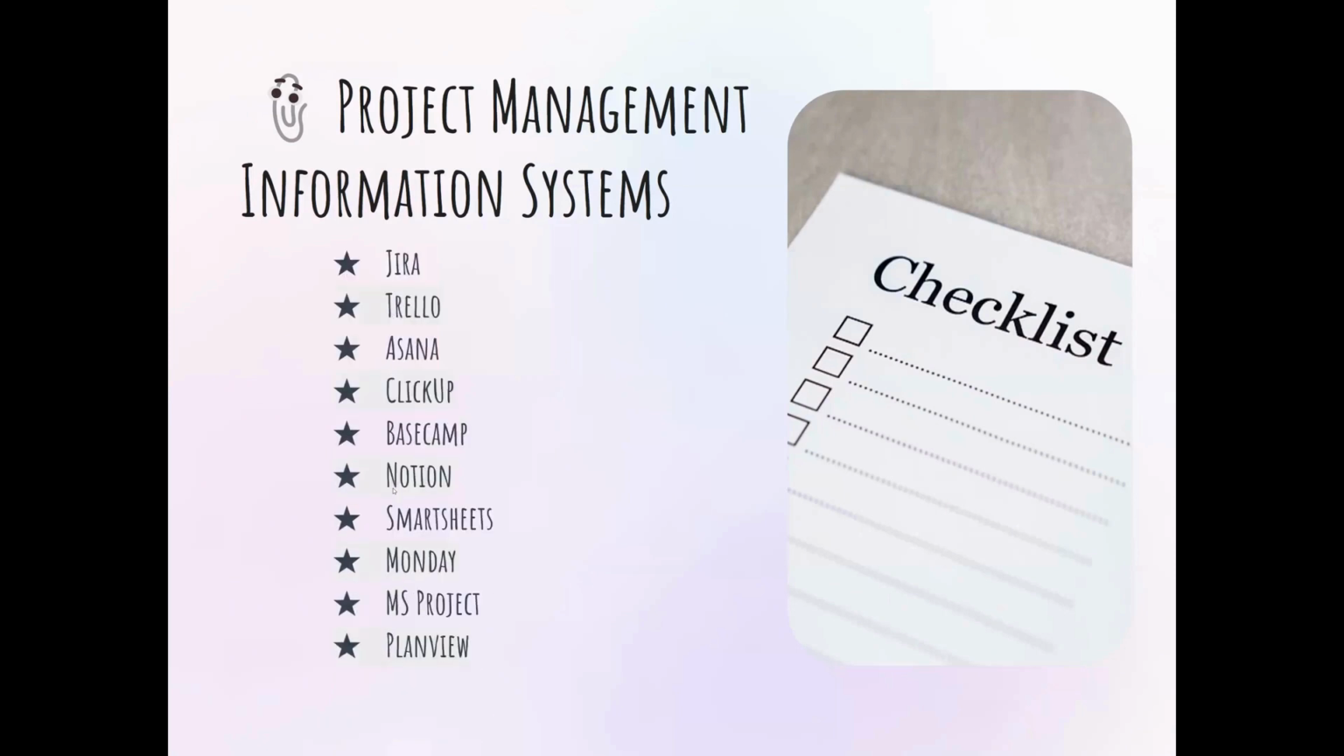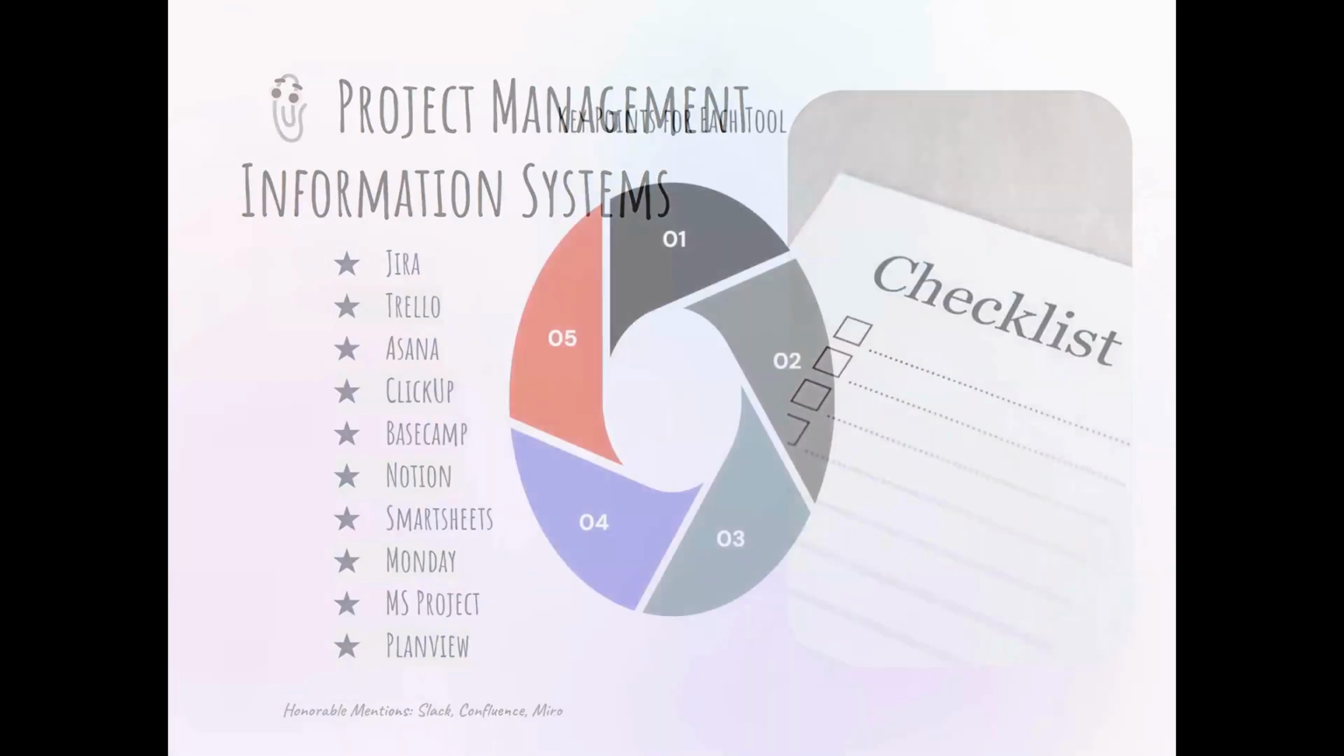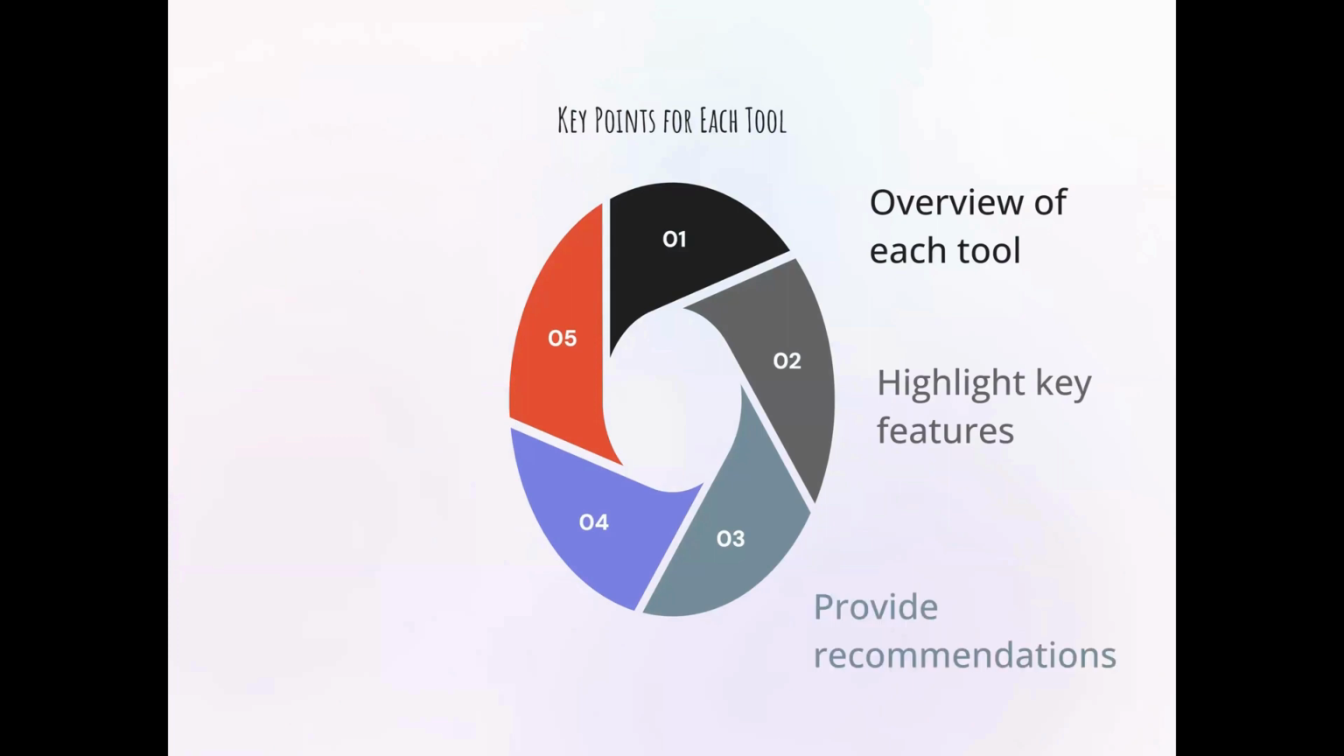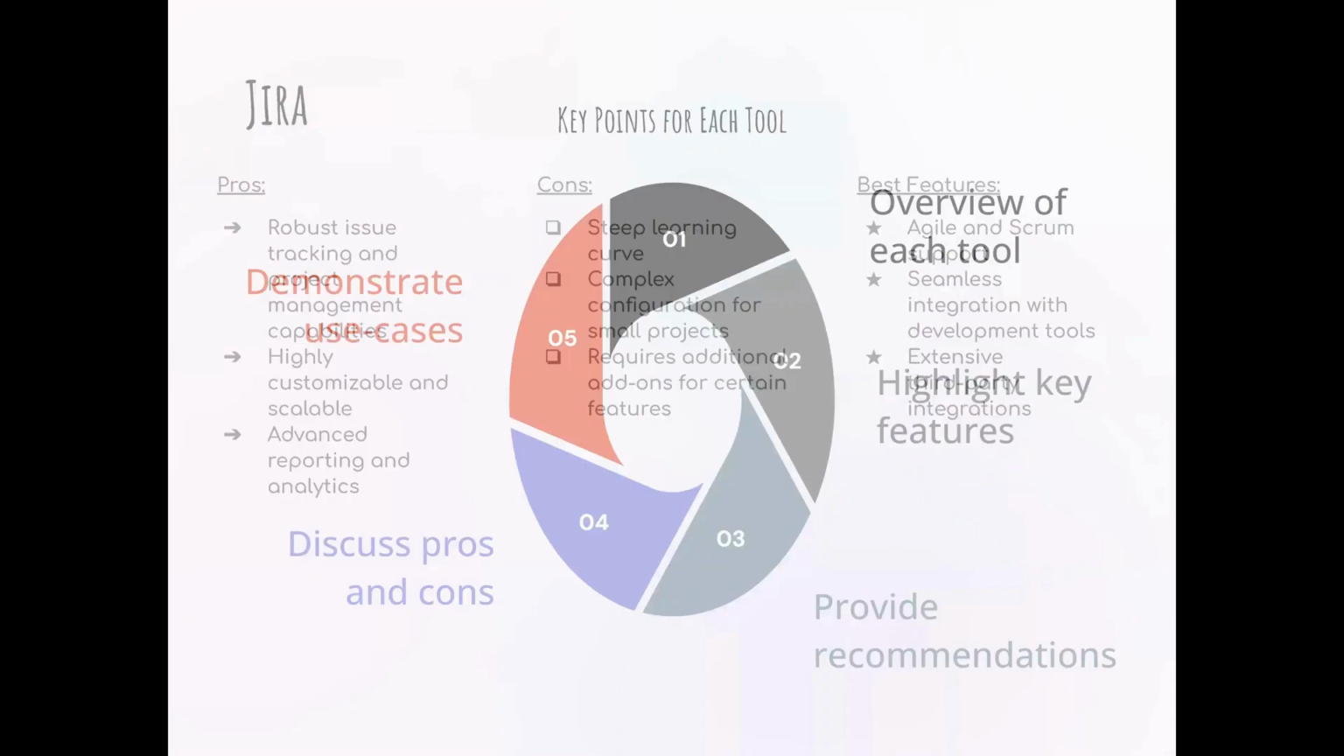So back to our list of project management information systems. I'll also have a few honorable mentions here. I also have a list of criteria that we'll be viewing that list of systems against. So basically an overview of each tool, some highlights on those key features, some recommendations on when it's best to use this one versus another, the basic pros and cons, and some use cases again. With that, we'll get started on our first of these tools, which is Jira.